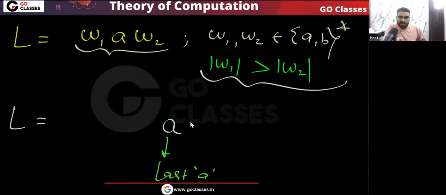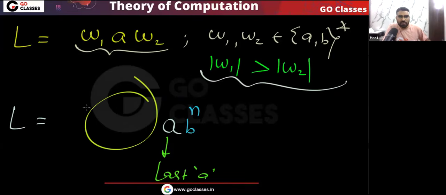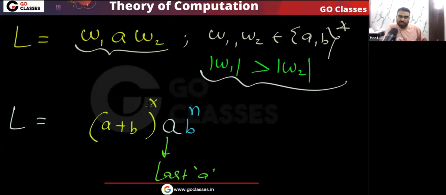So if this is the last A, then after this, what can come? Tell me. B power n can come. Yes or no? B power n. And before this, anything can come. Yes or no? Before this, (A or B) whole star, anything can come.